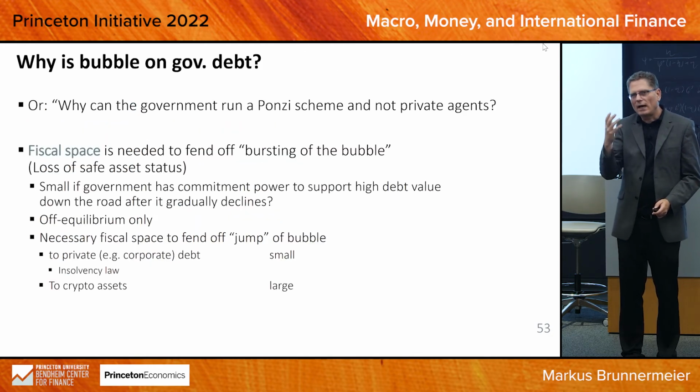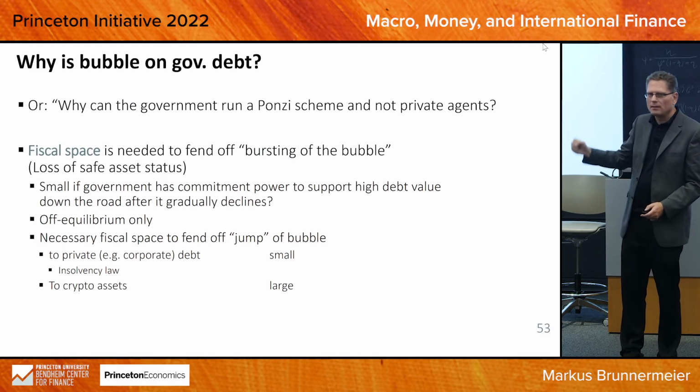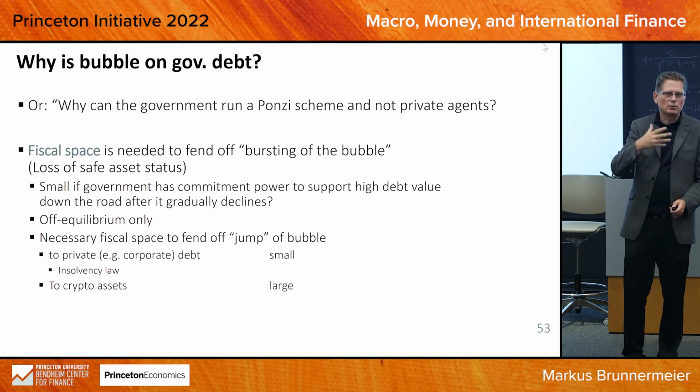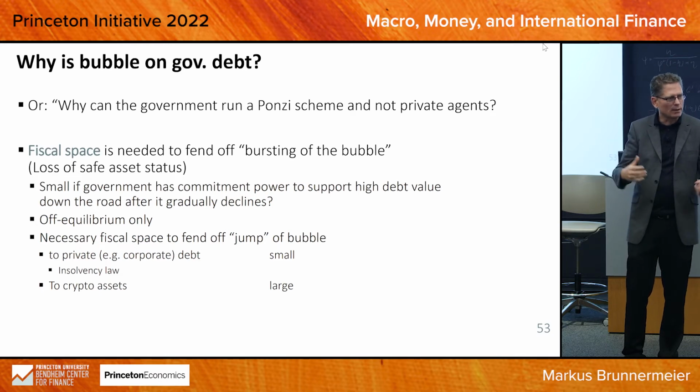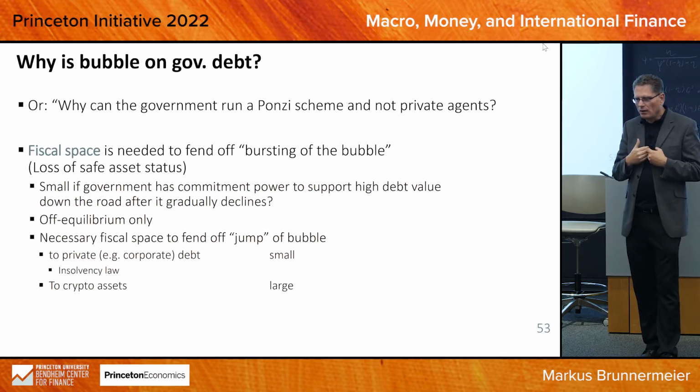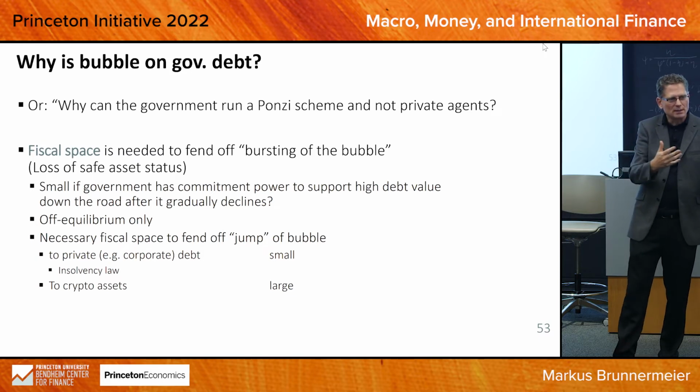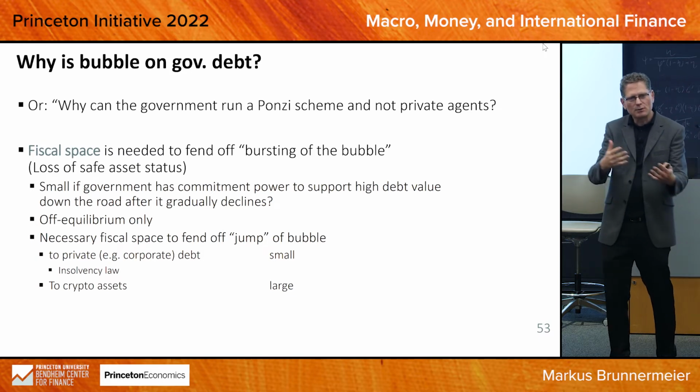And I mentioned already, why is the bubble on the government debt? And that's very much to do with insolvency law and other things. Why is it not jumping to crypto assets? So one interesting question is, oh, we have now Bitcoin. Will this exorbitant privilege go from government debt into Bitcoin?